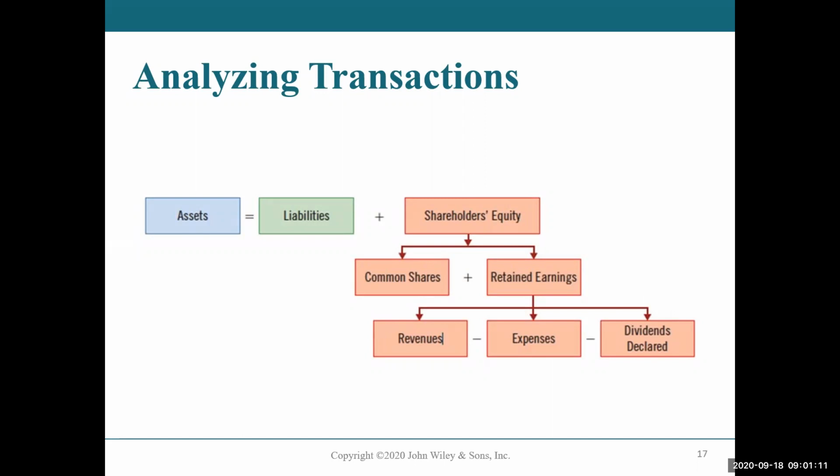So this is your analysis of transaction. Any accounting equation will have a bearing on this accounting equation: assets equals liability plus shareholder equity. And once again, we have shown you the details of shareholders' equity as to what will impact that account, which is your common shares and retained earnings. Retained earnings will go up by revenues, it will come down by expenses, and it will come down by dividends that are declared and or paid.